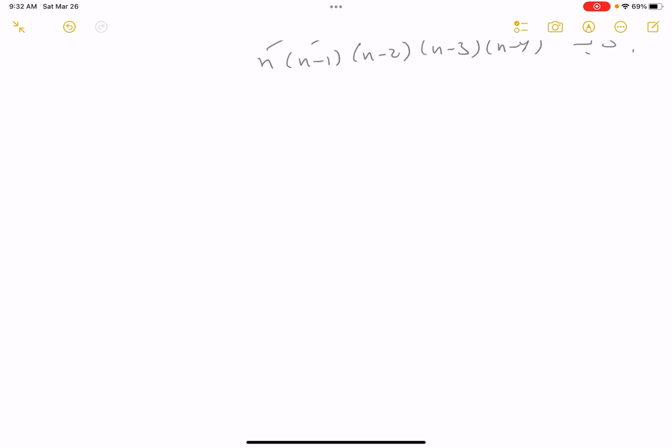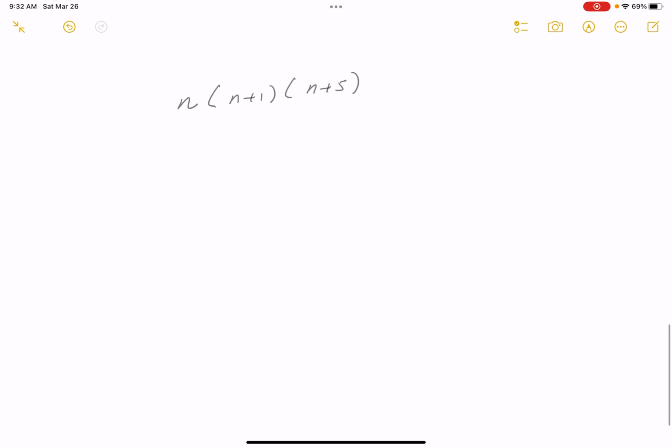They want me to prove that n times n plus 1 times n plus 5 is a multiple of 6. To be a multiple of 6 means it's going to divide by 6. So let's write this down. What do we get over here? N. I'll put an equal sign down. N plus 1. Let's see. N plus 2 plus 3.